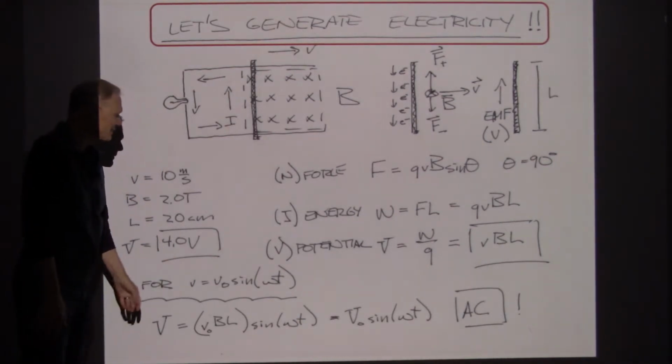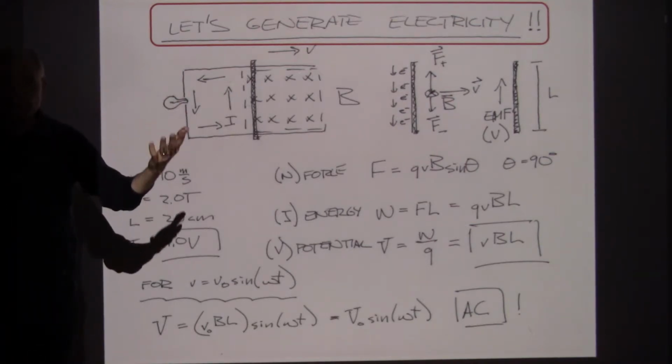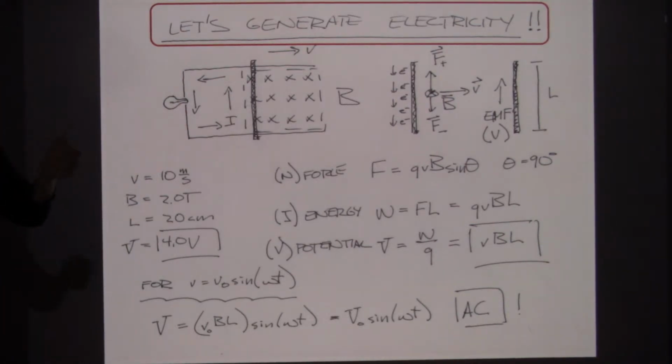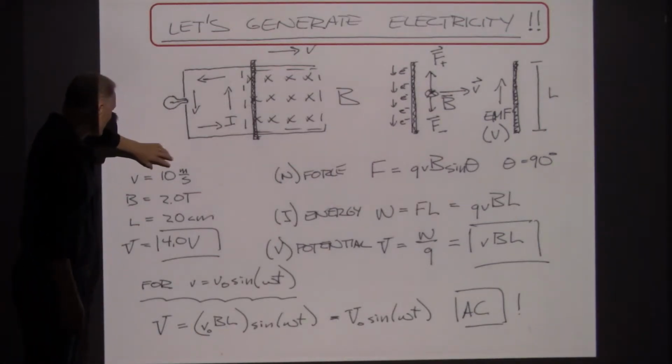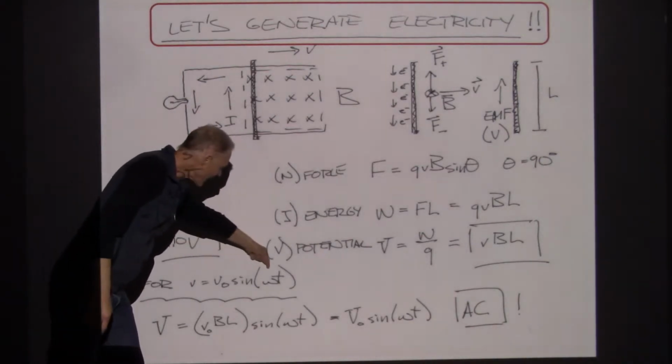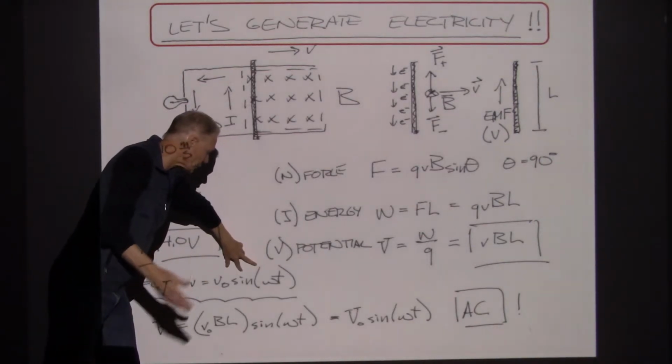Down at the bottom I said, okay, here's an improvement on my generator so that we can continue to generate electricity. Let's have the velocity be a peak value of 10 meters per second, but let's have that oscillate like a sine function.